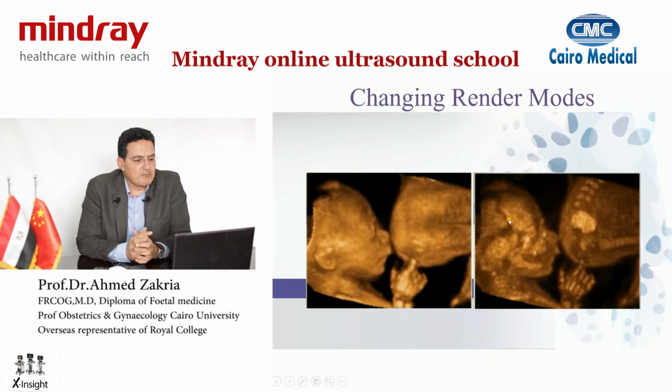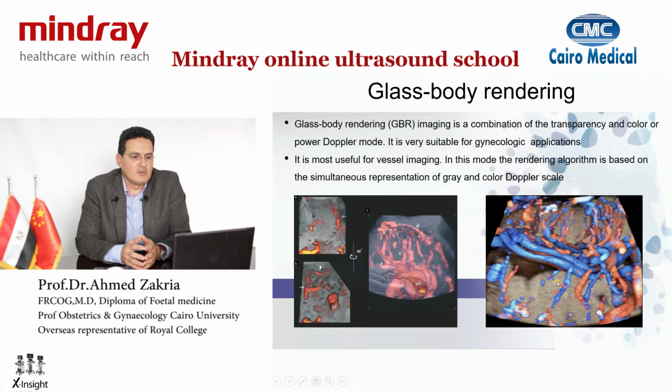Not only that, the second advance was, can you apply imaging and use a volume of color Doppler slices together and see how the structures look? And this is what we call glass body imaging, where you can take a group of color Doppler slices together, and you can draw the network of the blood vessels going across it.